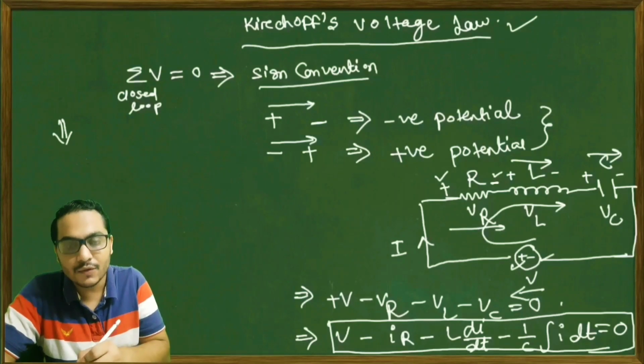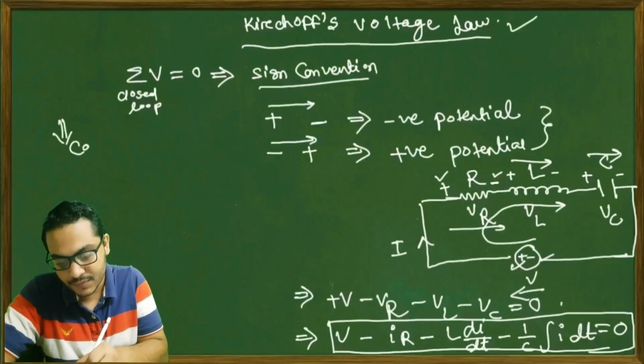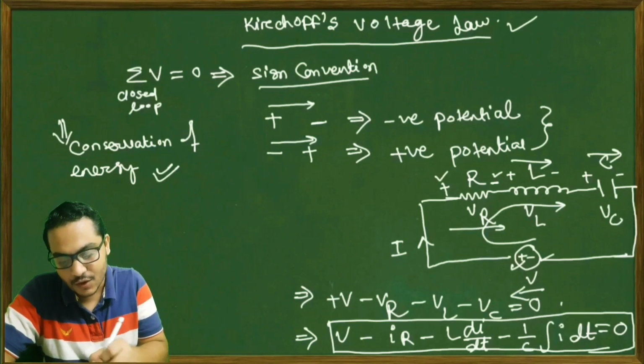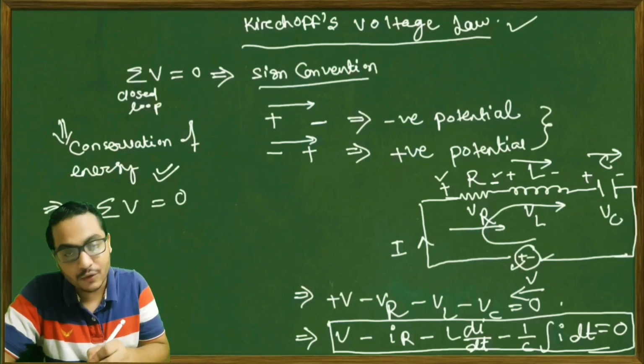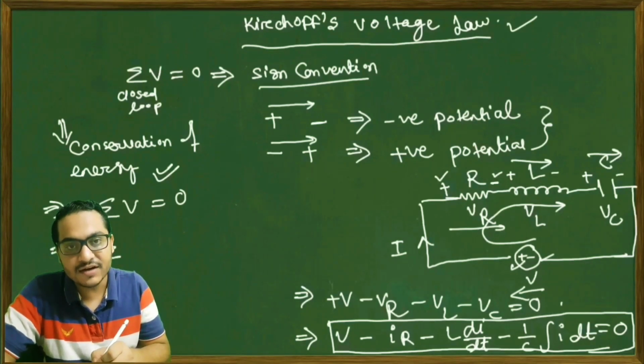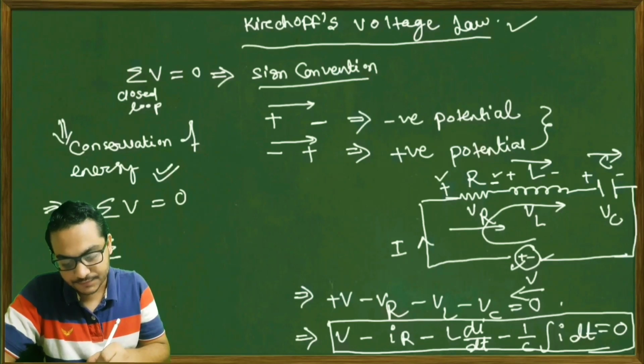So let me write down conservation of energy. See why this is based on conservation of energy. We know that the summation of V equals 0 in a closed loop, and we know that V can be expressed in terms of the work done per unit charge.